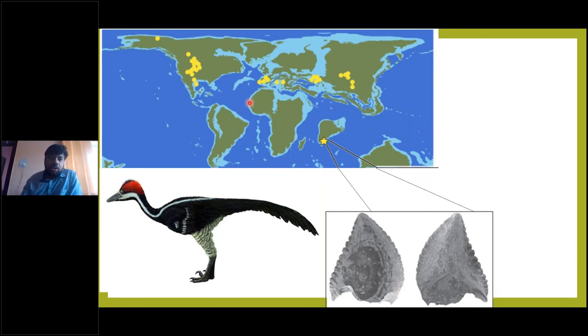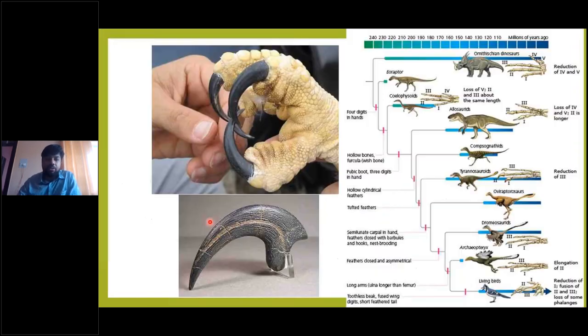Why is this interesting? Because all the fossils of troodontids are restricted to the Laurasian supercontinent, that is North America, European countries, and China. And India is the only Gondwana country or continent which up to now has yielded fossil evidence of troodontids. So there is some controversy. We are not sure whether it is a result of convergent evolution, where we found a tooth of a troodontid-like animal, or it might belong to a troodontid. We are not very sure about that.